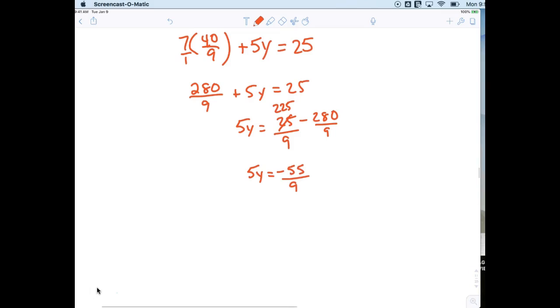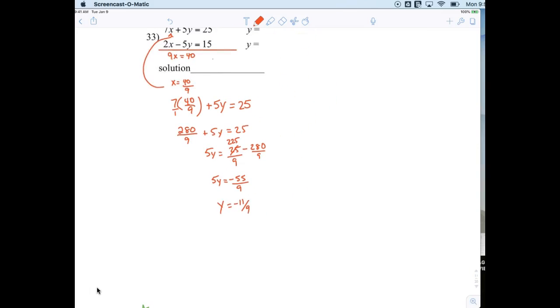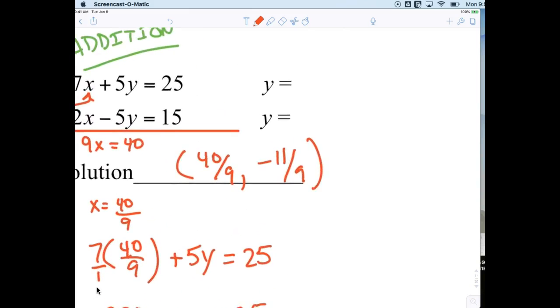And if I divide by 5, 55 divided by 5 is 11. So y is negative 11 ninths. All right, now again, it's not about fractions, it's about systems of equations. So do I care if you use your calculator to kind of work that through? I don't care. I would like for you to see what I did and make sure you're okay with what I did. All right, so now my solution is 40 over 9, comma, negative 11 over 9. And then let's talk about y1.